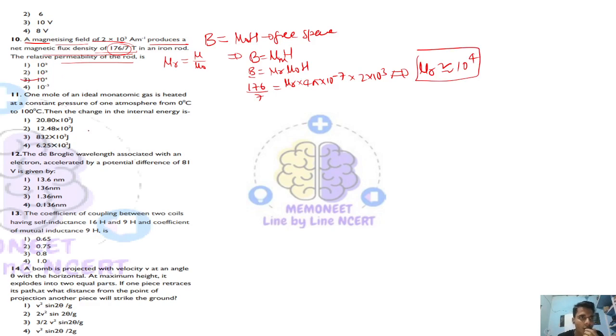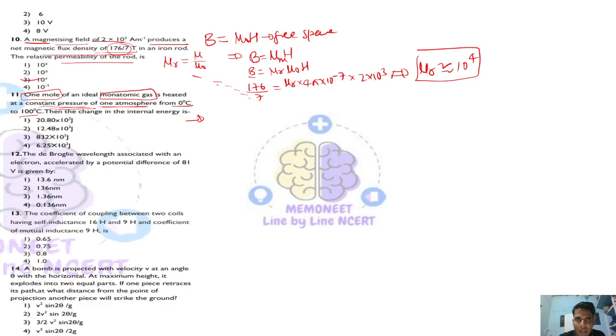Now moving to the next question, a thermodynamics question. 1 mole of ideal monoatomic gas. It's telling about the monoatomic, degree of freedom 3, mole is 1. It is heated at constant pressure, 1 atmospheric pressure is given. Temperature difference is given. Then the total change in internal energy. You just need to use the total change in internal energy.